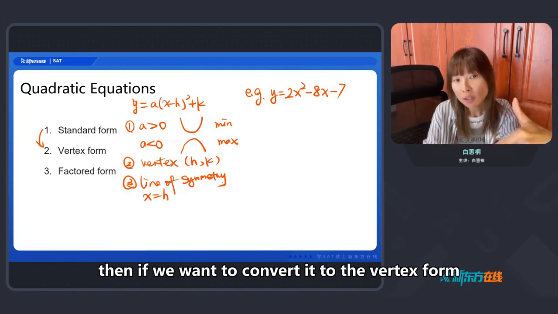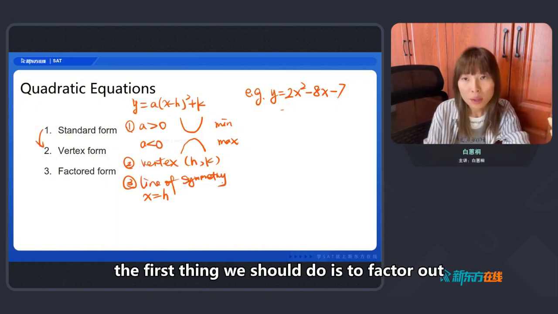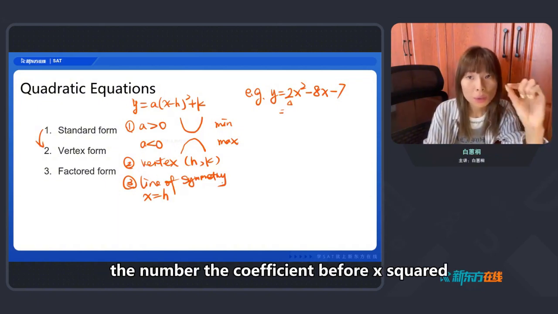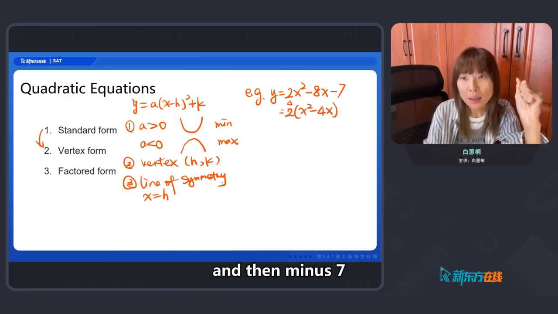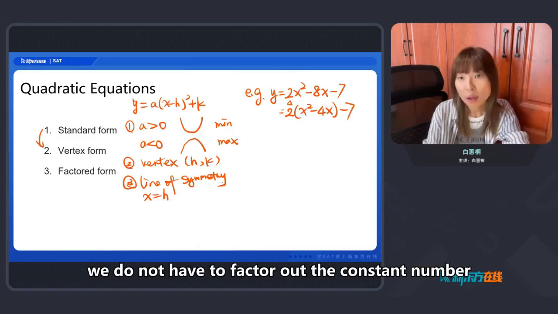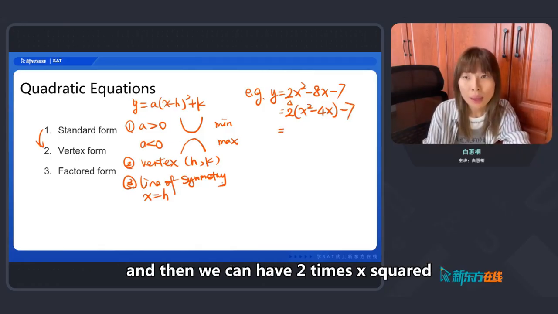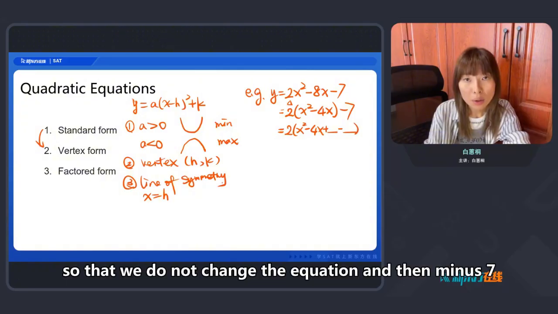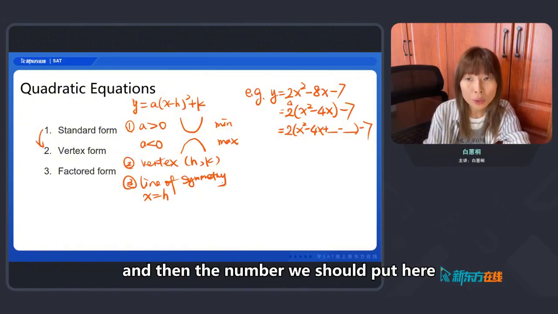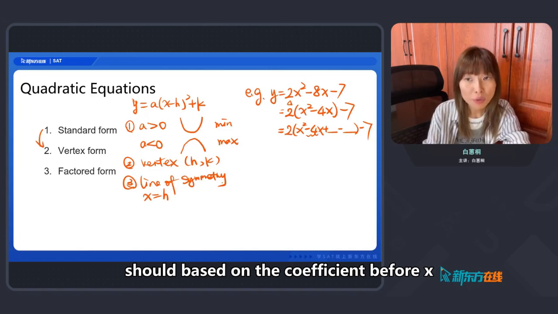And then if you want to convert it to the vertex form, the first thing we should do is to factor out the number, the coefficient before x squared. So that would be 2 times x squared minus 4x, and then minus 7. We do not have to factor out the constant number. And then we can have 2 times x squared minus 4x. So we have to plus a number and minus the same number so that we do not change the equation, and then minus 7. And the number we should put here should be based on the coefficient before x.